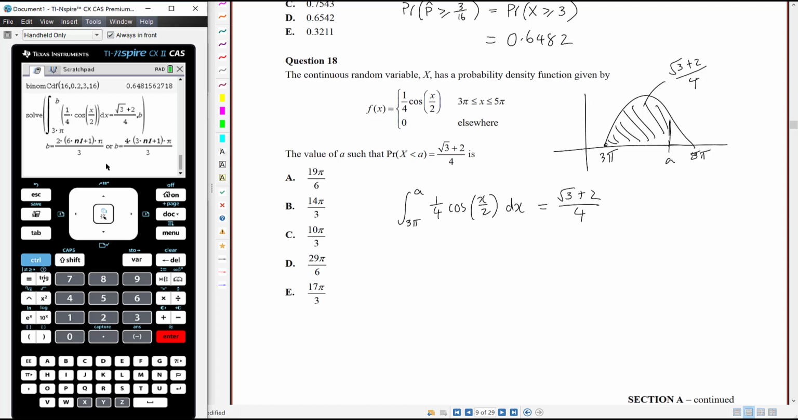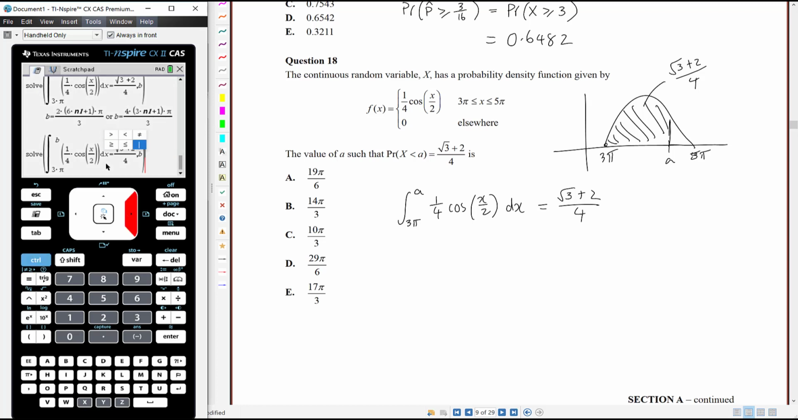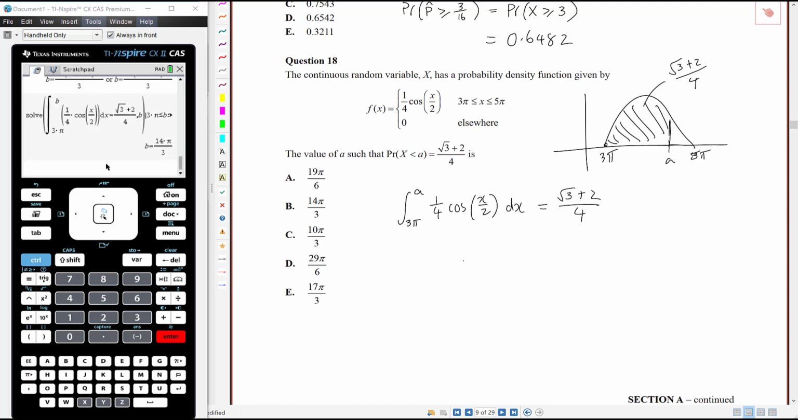I'll need to give b a restriction because it's a trig function. So we know that b is going to have to be somewhere between 3 pi and 5 pi. Okay, so 3 pi is less than or equal to b, which is less than or equal to 5 pi. Okay, so that is b in my CAS, but a here on the paper is not approximately, it is exactly 14 pi on 3, which is option B.